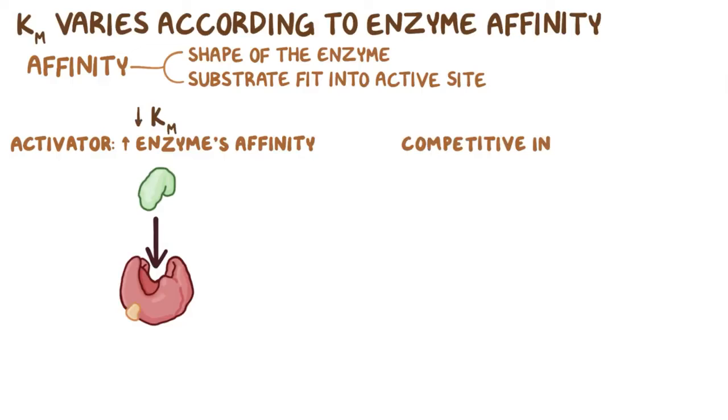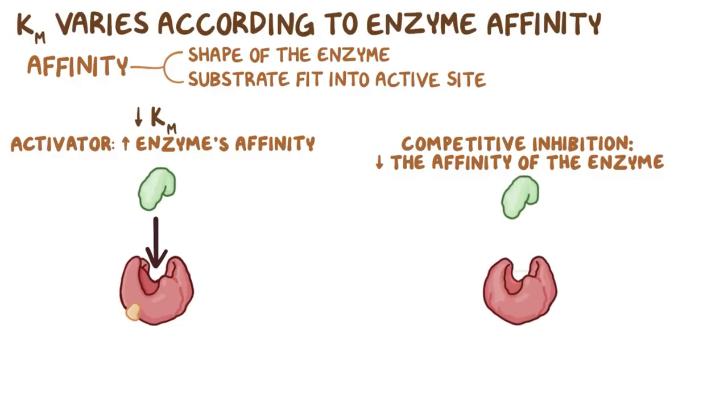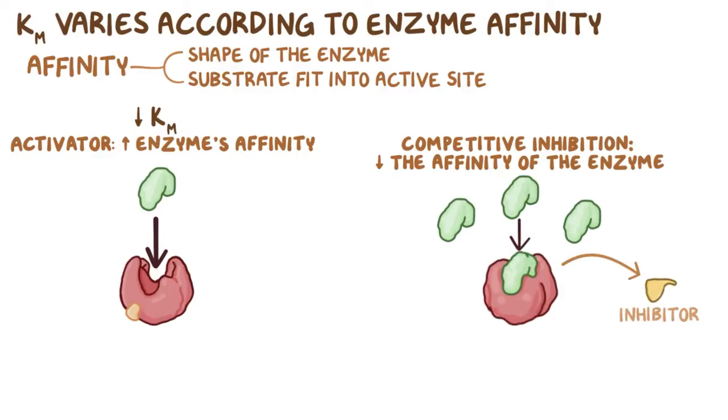Conversely, competitive inhibition can be used to decrease the affinity of the enzyme. A competitive inhibitor binds to the active site instead of the substrate, and doesn't get metabolized, which blocks the enzyme. Now, since this is a reversible process, adding more substrate means that it's possible to eventually outcompete and displace the inhibitor, but this increases the Km.